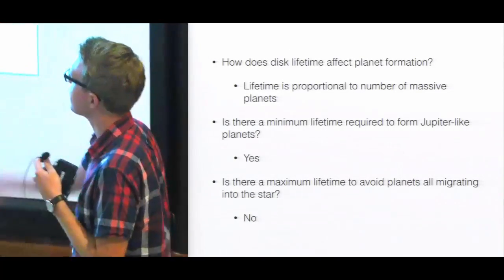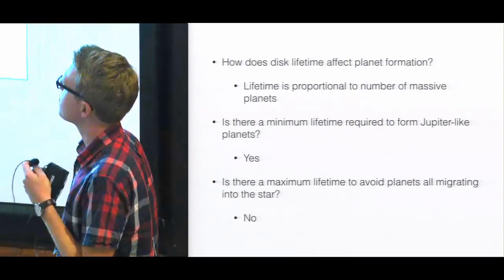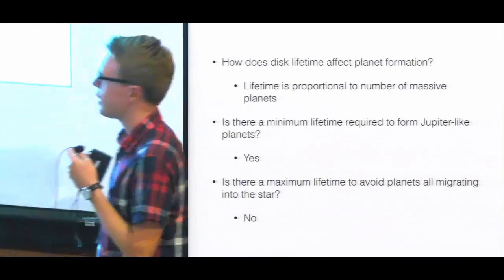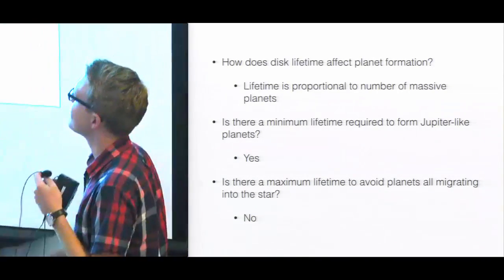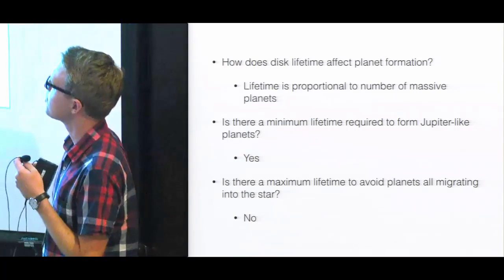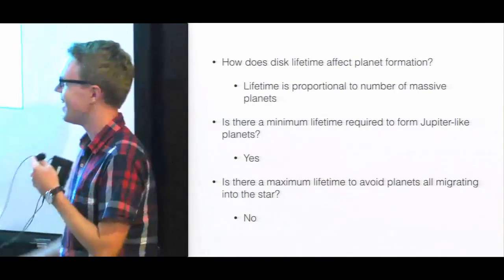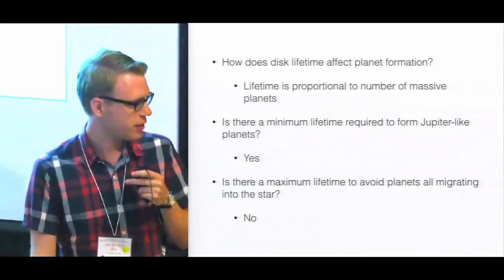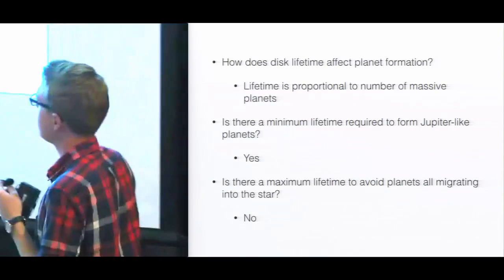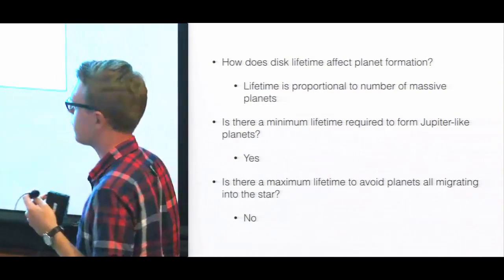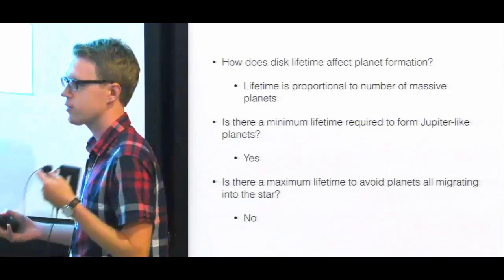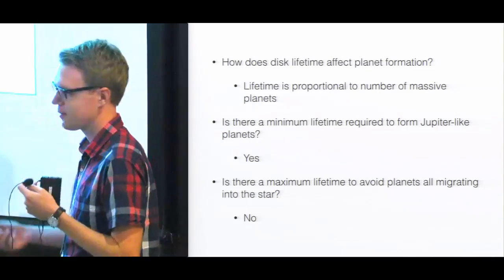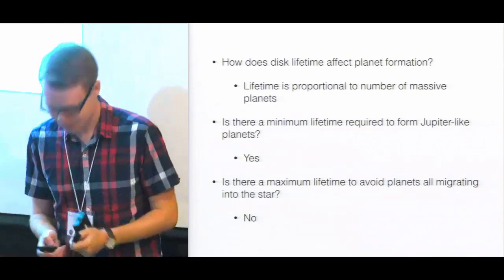And just to summarize: how does the disk lifetime affect the planets' formation? We found that the lifetime is proportional to the number of massive planets. Then, is there a minimum lifetime required to form Jupiter-like planets? Yes, I think we came to about 0.4 to 2 million years, right? And then, is there a maximum lifetime? Well, we clearly saw there's not a maximum lifetime based on the migration effects we had in this simulation. So, something to look into. All right, thank you.